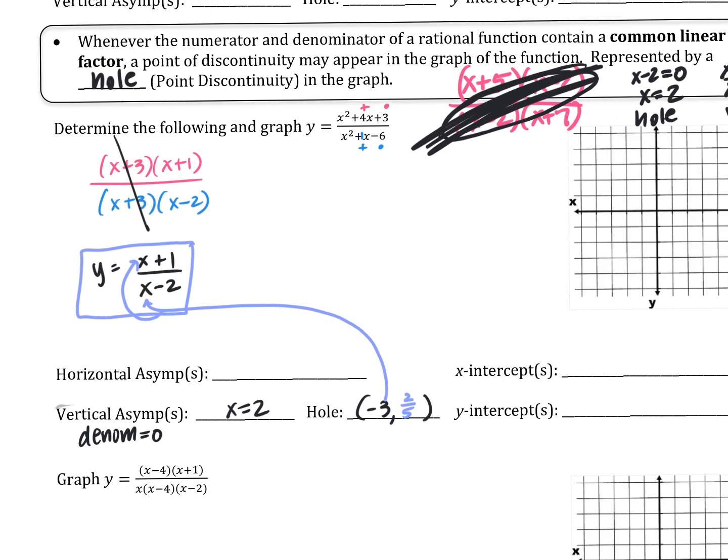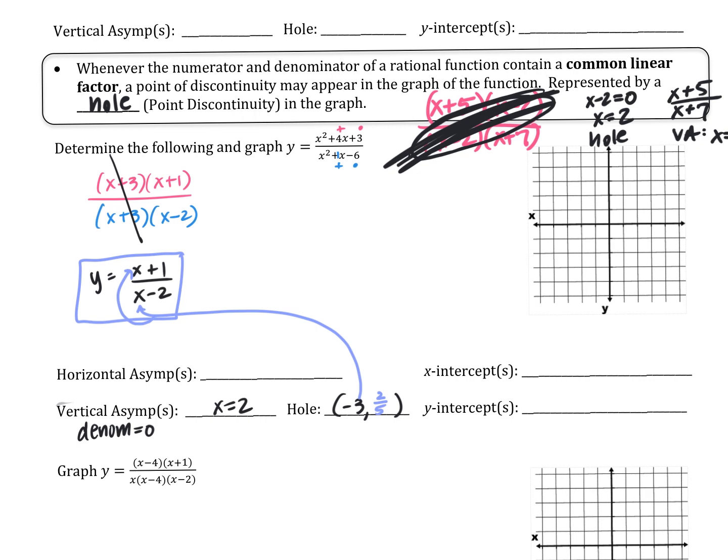Agreed. So now we're just going to put these 2 pieces of info on my picture, you guys. I want to go vertical asymptote is 2. So I'm going to draw a vertical asymptote, and I do that with dashed lines. And then I need to draw a hole at negative 3, up 2/5. I'm just going to go negative 3, up 2/5. I'm not sure about there. And I'm going to put a hole.